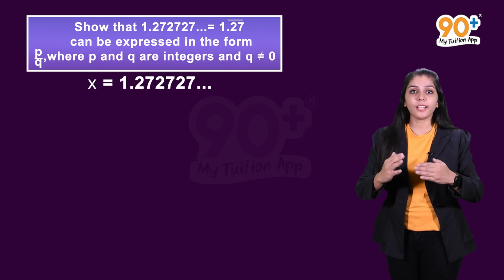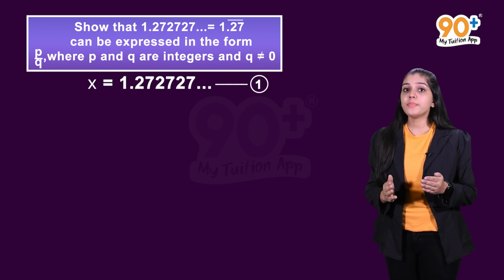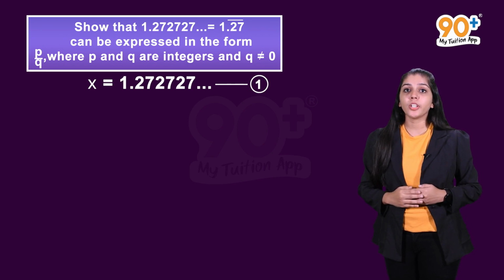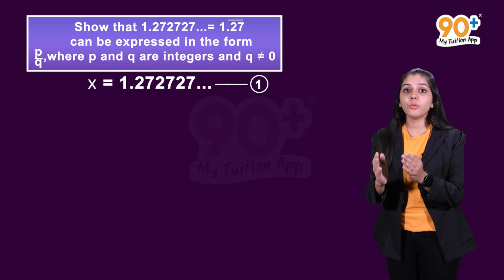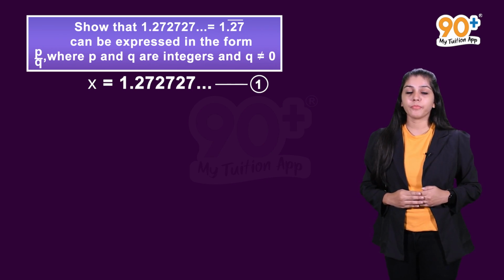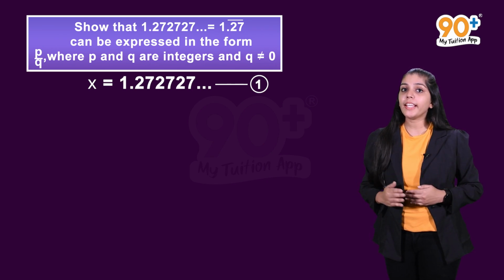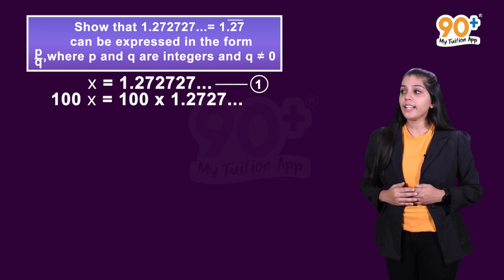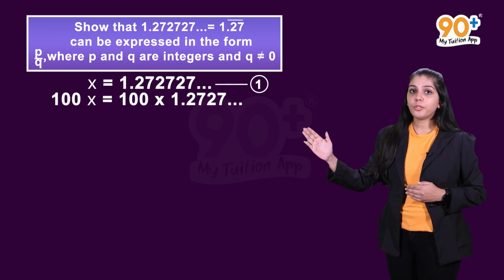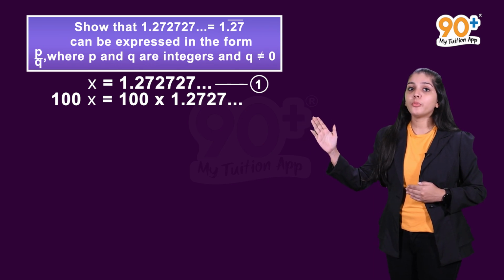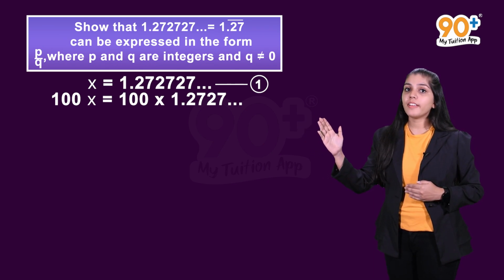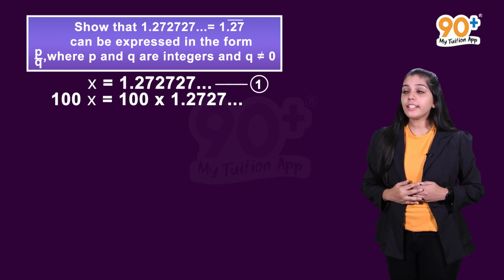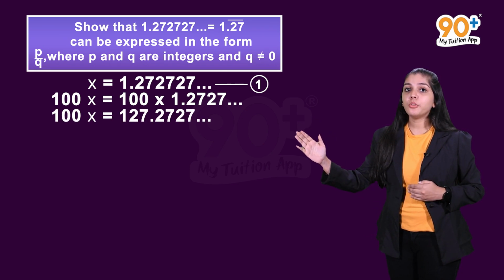Let's call this equation 1. Observe that after the decimal point, only two numbers, 2 and 7, are repeating. So, let's multiply equation 1 on both sides by 100. We get 100x is equal to 100 into 1.2727 and so on.